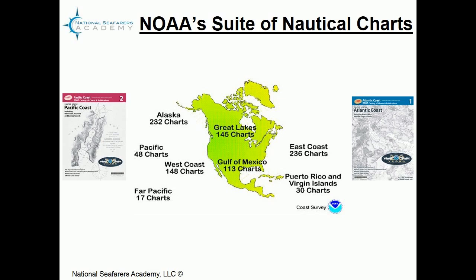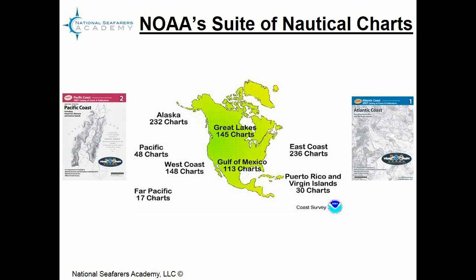The print-on-demand charts are updated continuously with notice to mariner corrections, and are available 4 to 6 weeks prior to the traditional paper chart for new edition printings. Print-on-demand charts are distributed by Oceanographics.